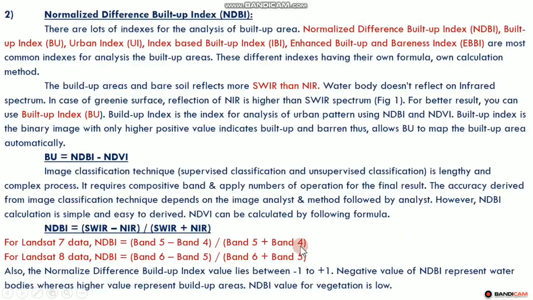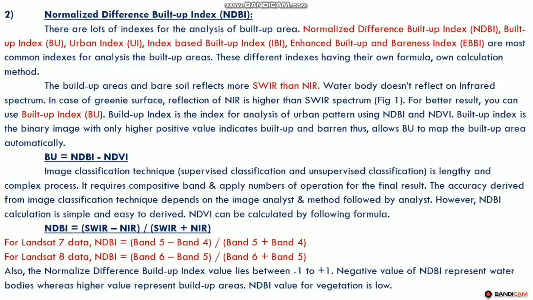Okay, now the second on my list here is the built-up index. Now the built-up index also has a lot of analysis. We have a lot of models. We have the normal one we'll be using, that is the normalized difference built-up index. We have the built-up index, we have the urban index, we have the index-based built-up index, we have the enhanced built-up and barrenness index. These are what we use often to calculate the built-up index.